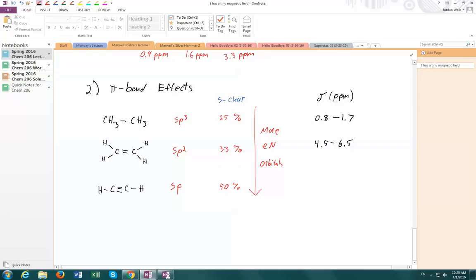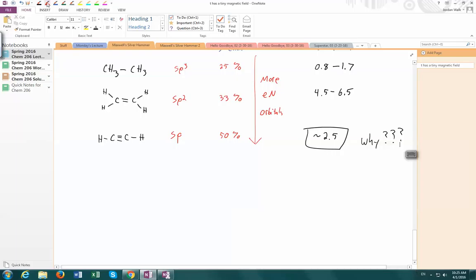And so where do you think acetylene is going to be? Just toss a number out. 8. Acetylene is about 2.5. Which might lead us to ask the question, why on earth is acetylene being weird? And so we're going to talk about that for a second. All right, so why is it weird? That is our question, and so fortunately I'm qualified to answer that. So the answer is anisotropic effects.